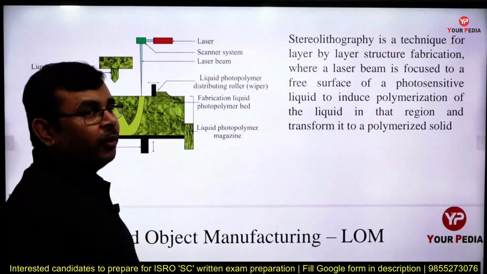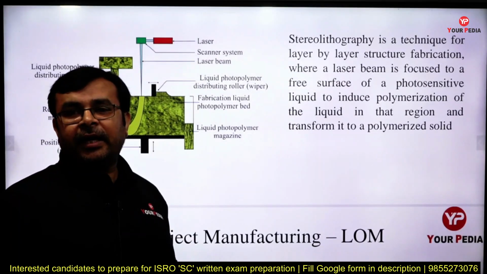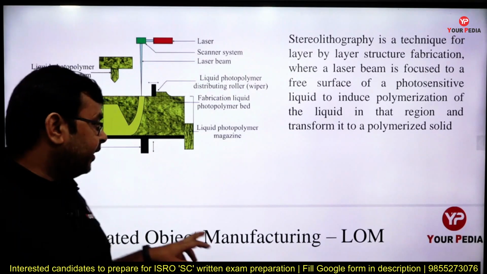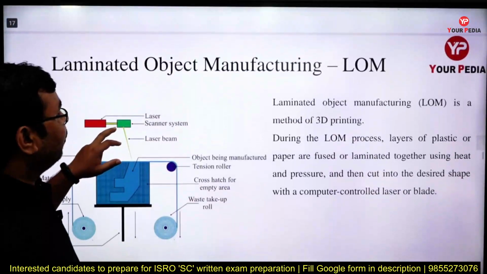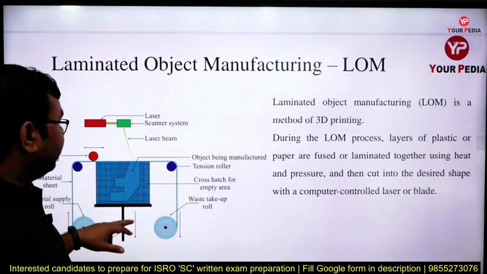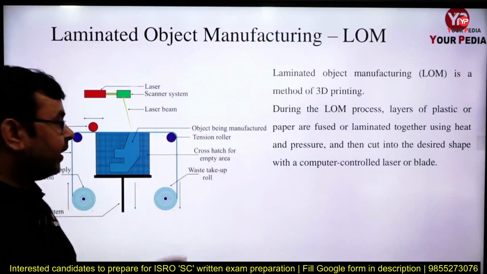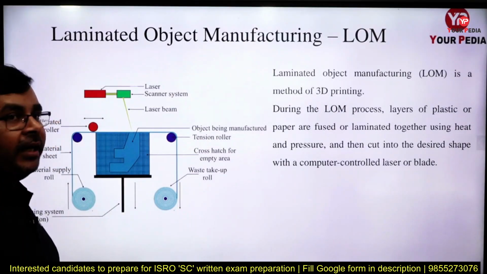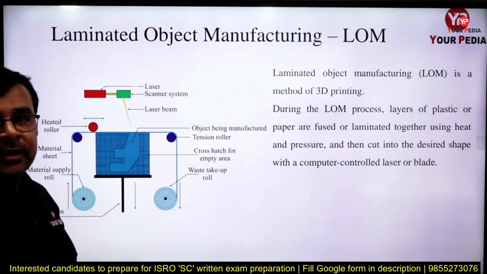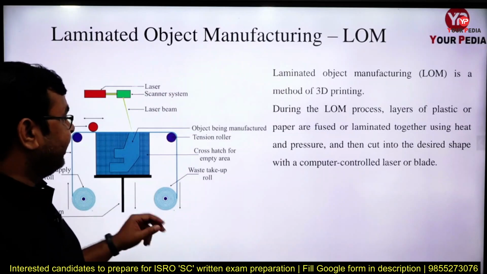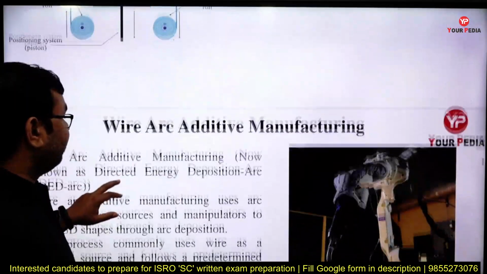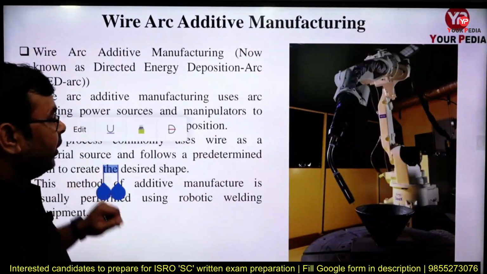And again, polymerization takes place and a hardened surface can be made with the help of UV light or laser light, correct. Next, laminated object manufacturing, which I already discussed with you. In this we use paper sheets for making an object, and over the paper sheet we use a binder material, and after deposition of the binder material we cure it with the help of laser light or ultraviolet rays. So, already I have discussed that. Now we move to the next part, that is the wire and arc additive manufacturing process.